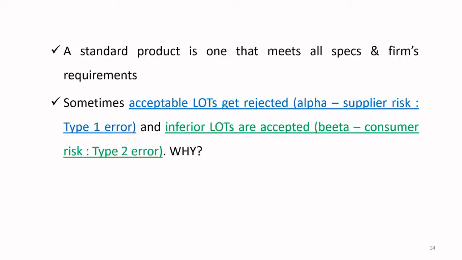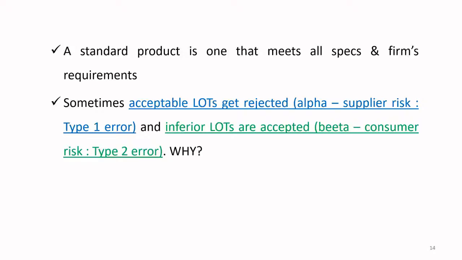That is type 1 error. The case where inferior lots are accepted: something is inferior, but all the random pieces which were selected by the inspector, all of them are perfect. Although in the entire shipment, the number of defectives is more than what will be acceptable to the buyer. But somehow this supplier, this factory, got lucky. So the inferior lot got accepted in the inspection. This is called beta, which is the consumer risk, and this is called type 2 error.